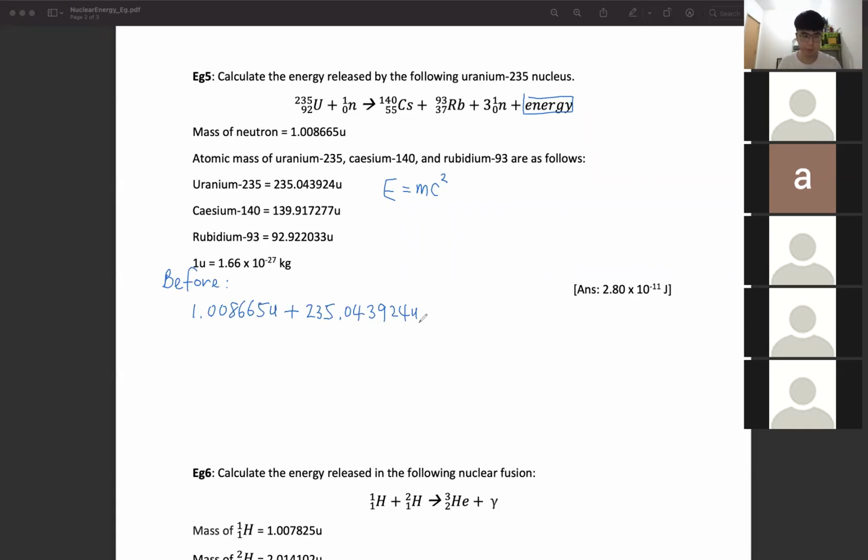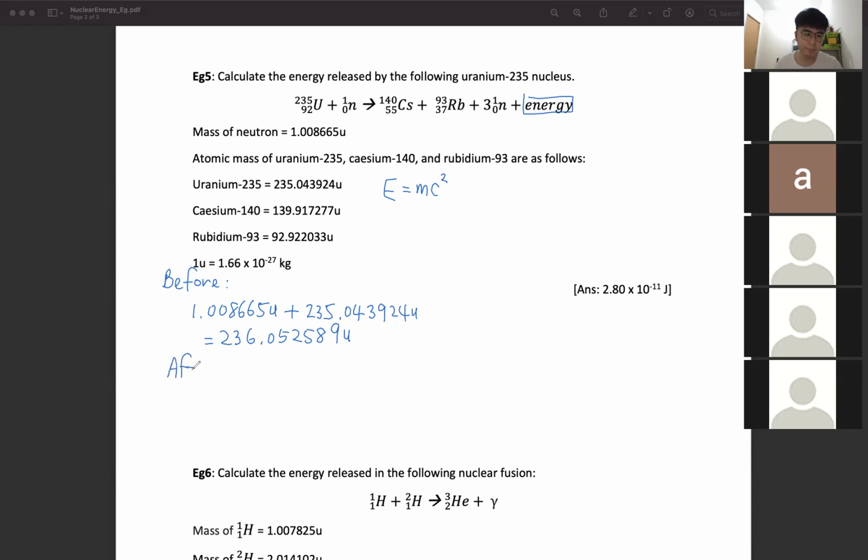So 1.008665 plus 235.043924, we get 236.052589 u. So that's the mass before the reaction.